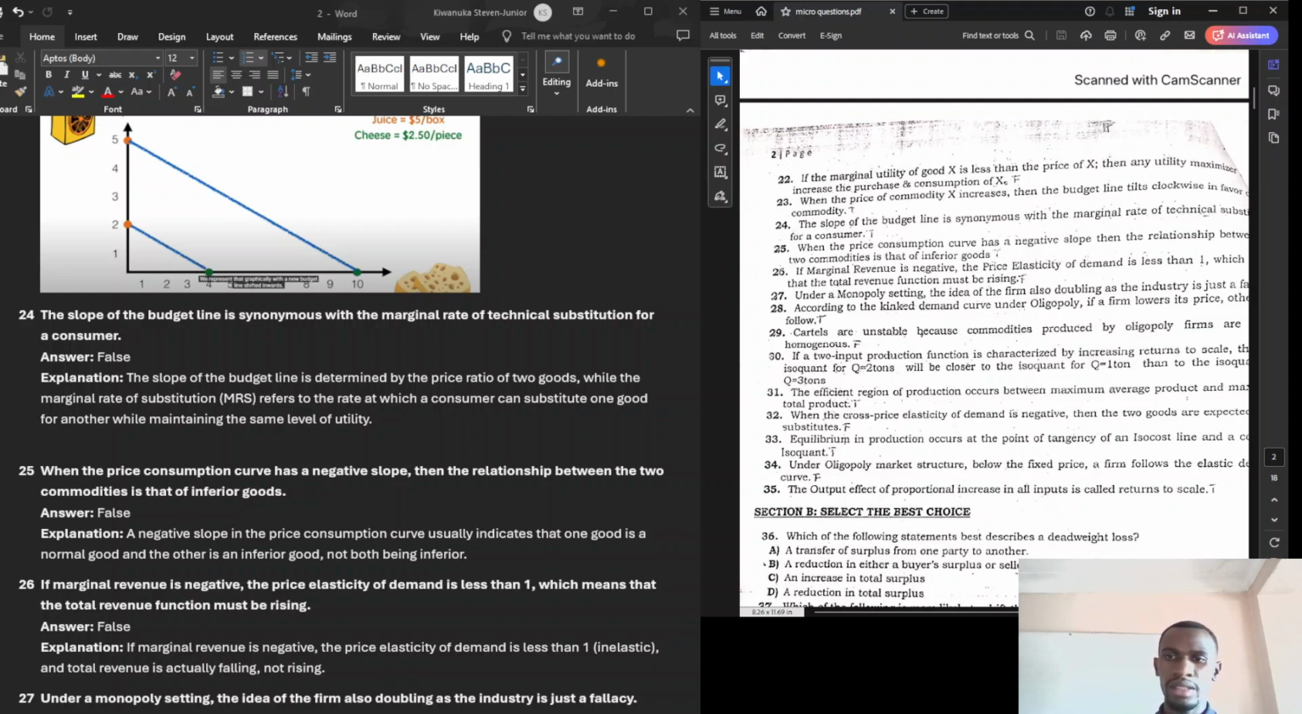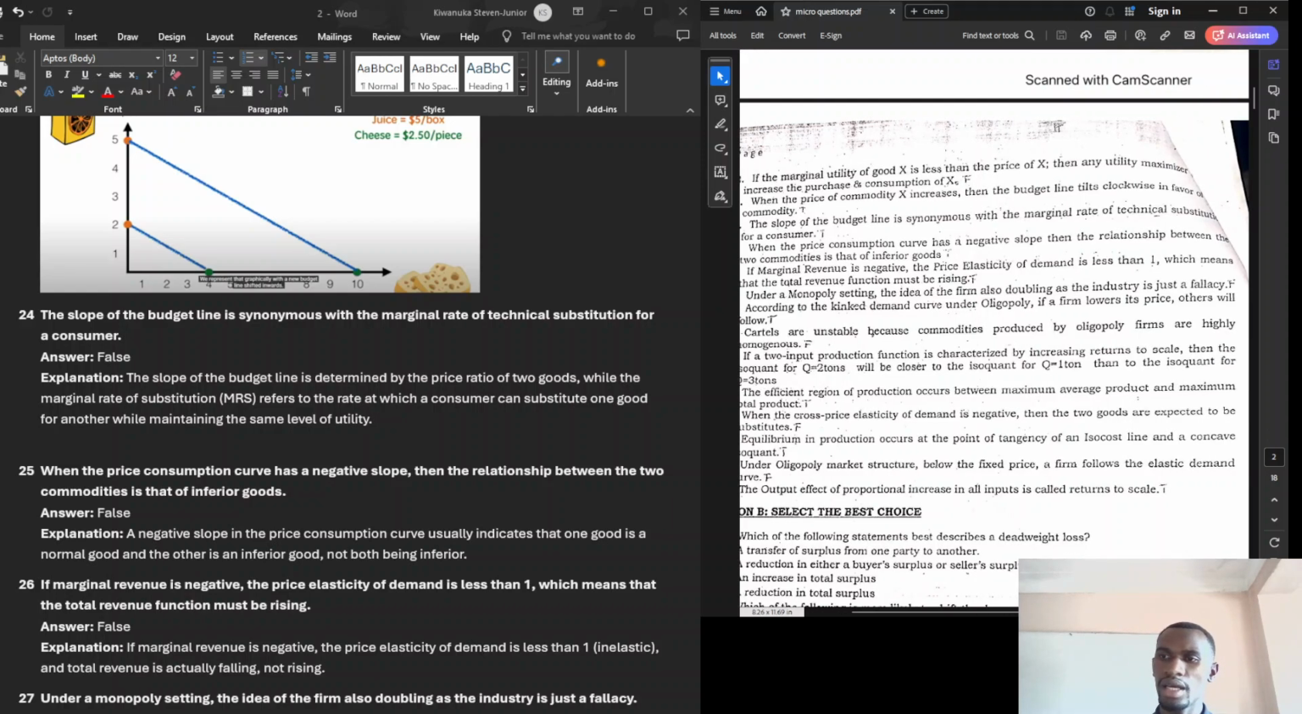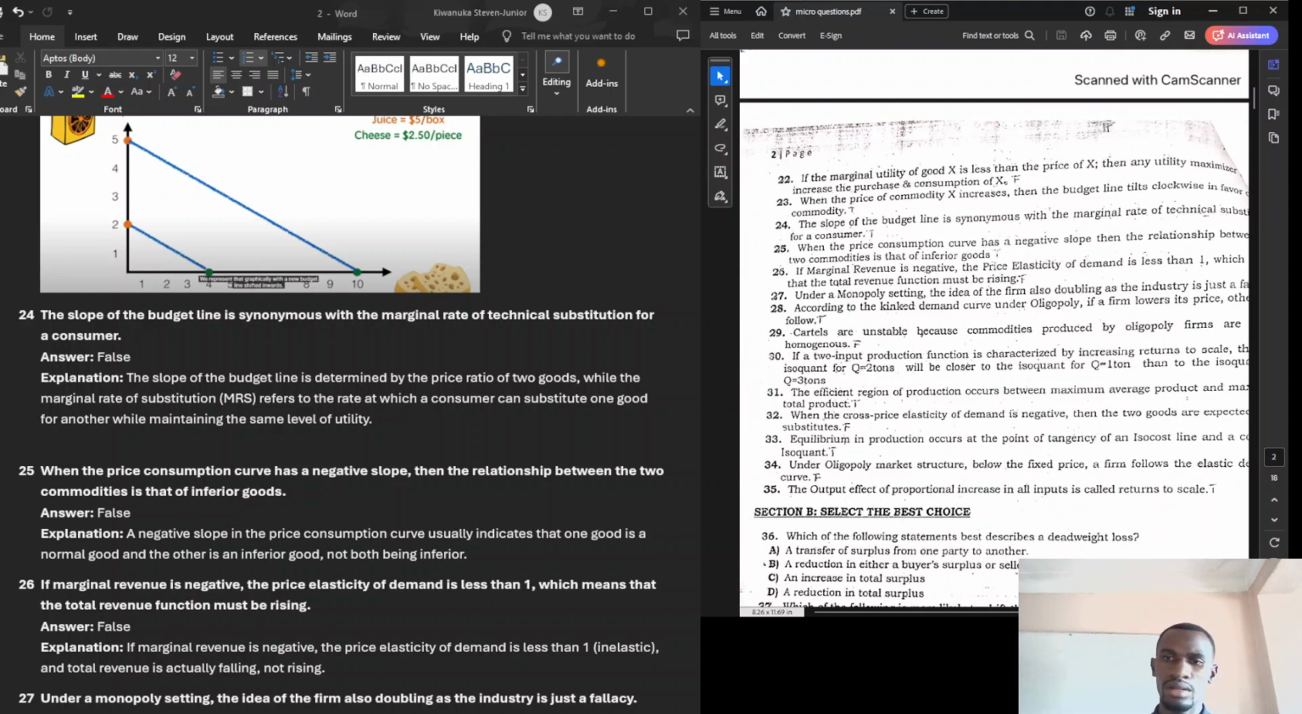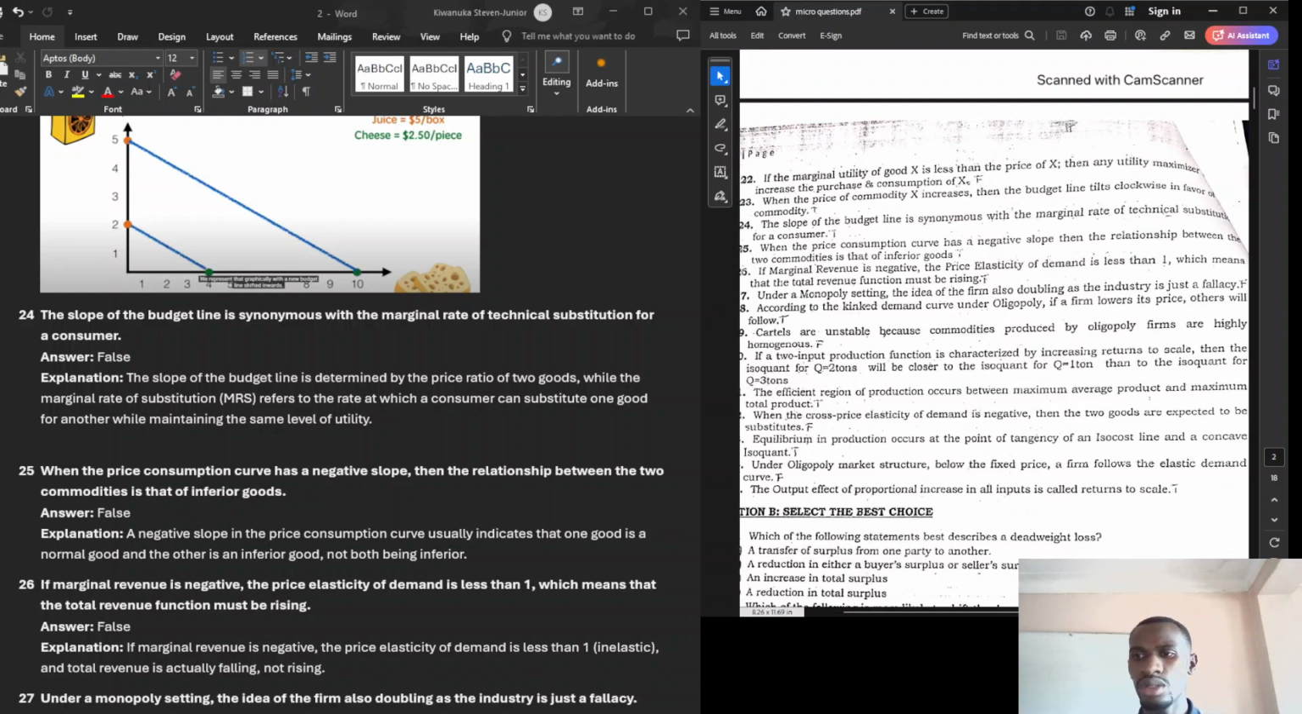Under a monopoly setting, the idea of a farm doubling as an industry is just a fallacy. We see that this is false. What does this question want? They're saying under monopoly setting, the idea of a farm doubling as an industry is a fallacy. This would be true. Like this statement is not a fallacy, it is true.